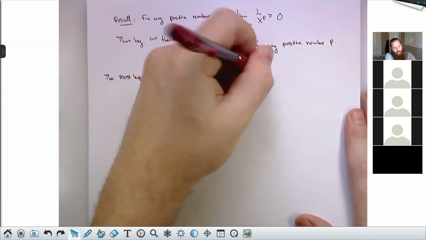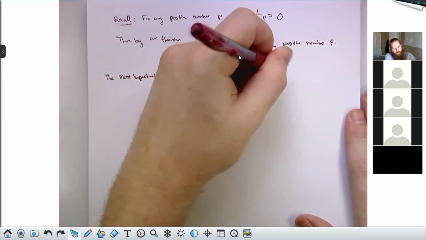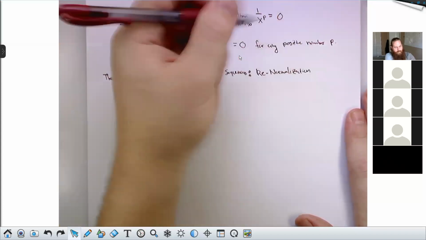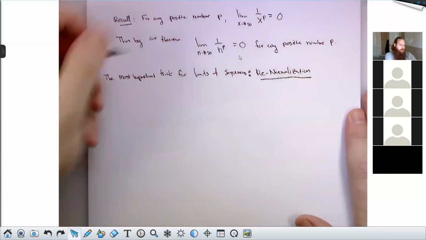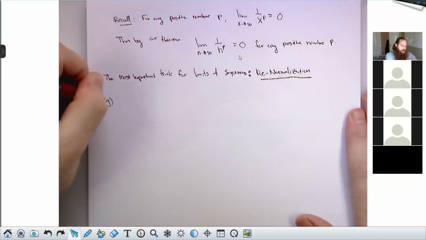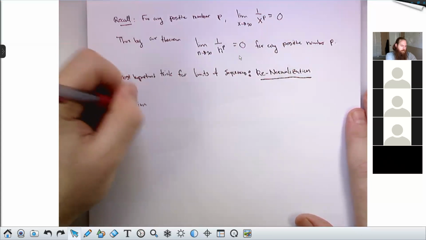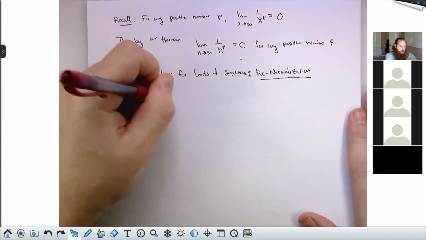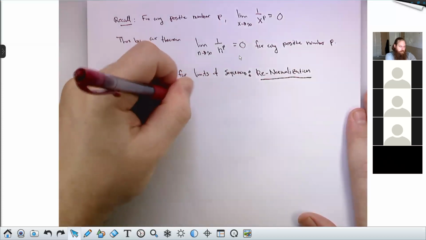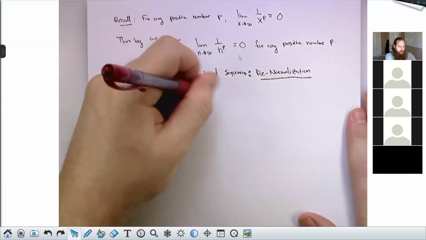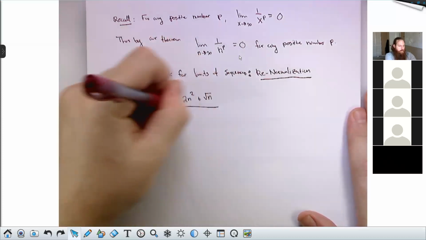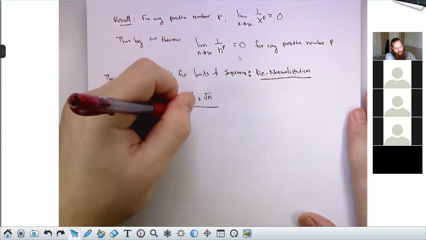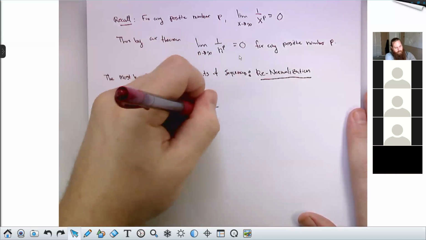We call it renormalization. I'll show you through an example. If I want to take the limit as n goes to infinity of 5n cubed minus 2n squared plus the square root of n, all over 2n cubed plus 4n minus 3.